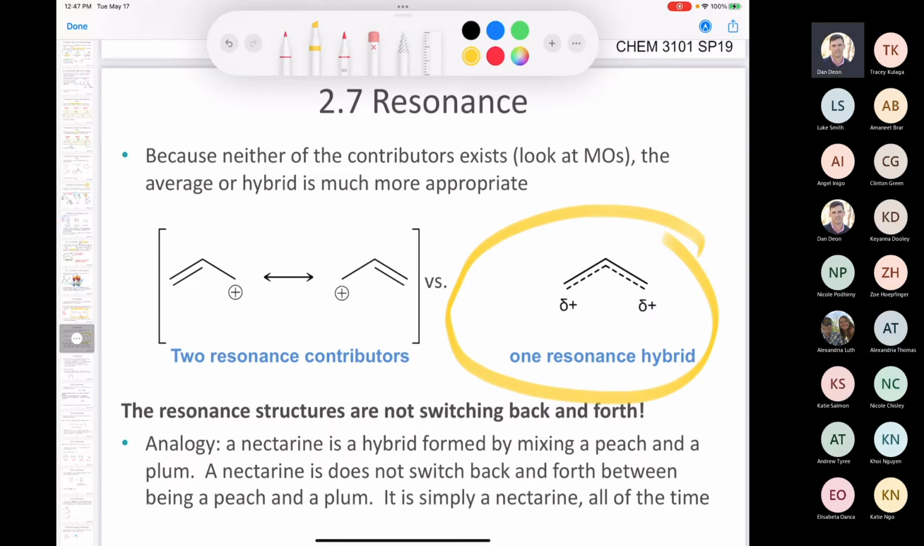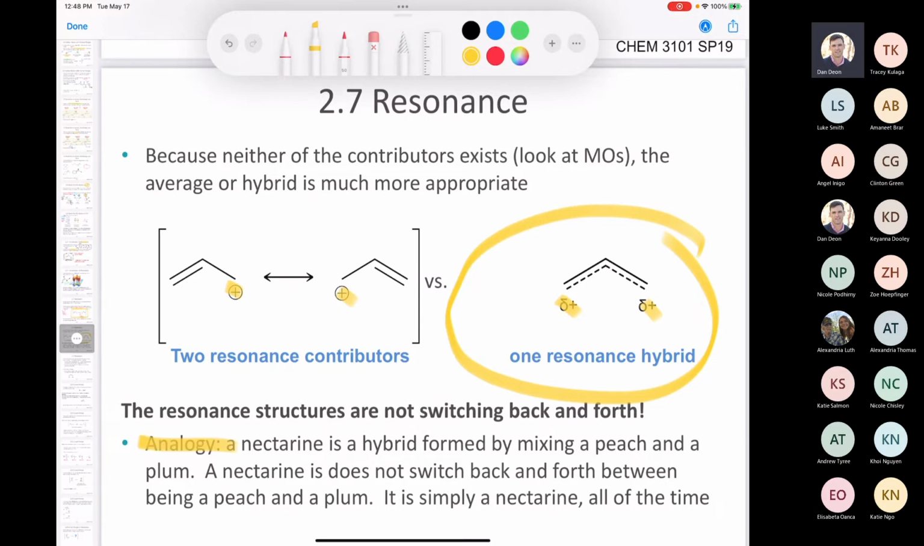And so the resonance hybrid, instead of showing the pi bond being in one particular spot, they're saying you have a dashed line that shows that those two electrons are shared across all three carbon atoms because all three of them are sp2 hybridized. And then instead of saying you've got a full positive charge on each carbon in each structure, you've got half of the charge here and half of the positive charge here. The structures are not vibrating back and forth. It's not one then the other and one then the other.